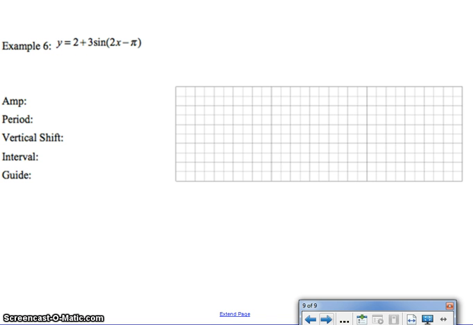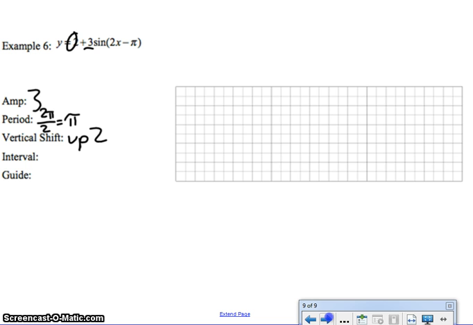One last example here. So this time my amp is the number out in front of sine, so that would be 3. My period is 2 pi over my b. Here b is 2, so my period is just pi. Vertical shift, all right, so 2 is what's being added to this function since it's a positive 2. So my vertical shift is up 2.